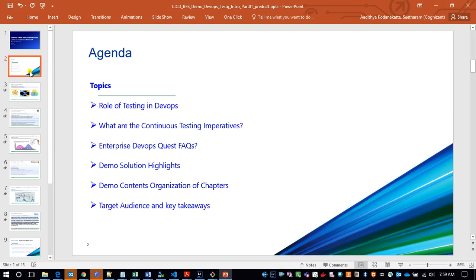Here is the agenda. What are the continuous testing imperatives out there? Enterprise DevOps quest or FAQs: what common questions are the leaders asking? And then coming to the demo aspect, solution highlights, and then contents and organization of chapters. What are we going to see in the rest of the demo series? And then the target audience and the key takeaways.